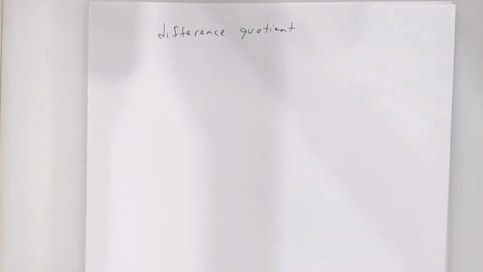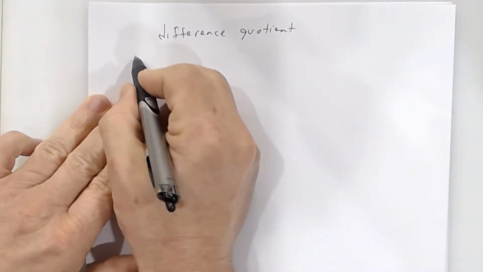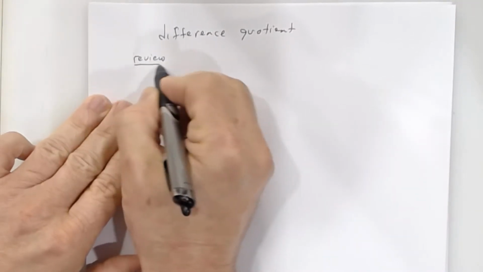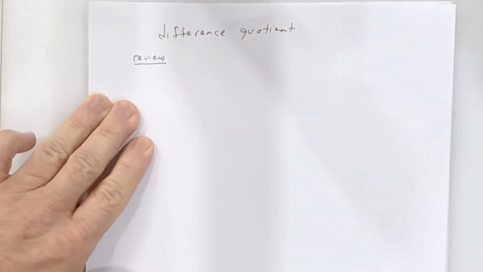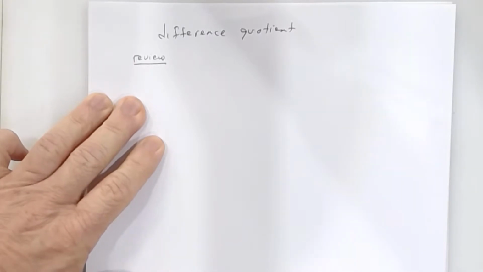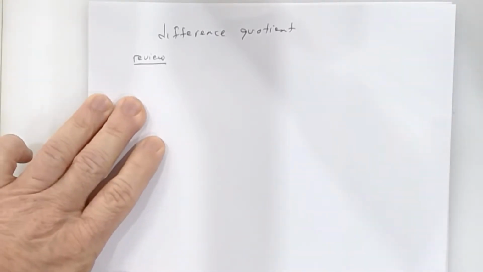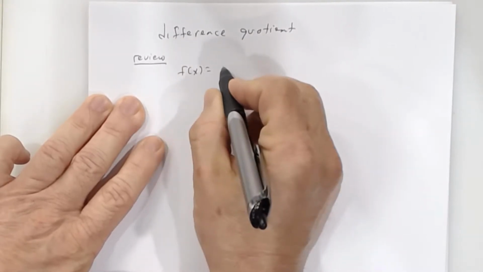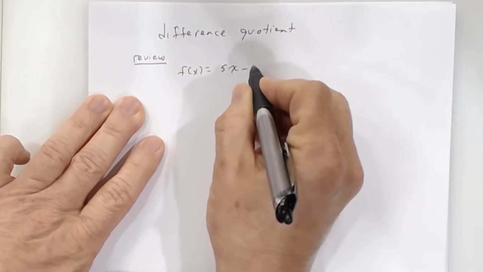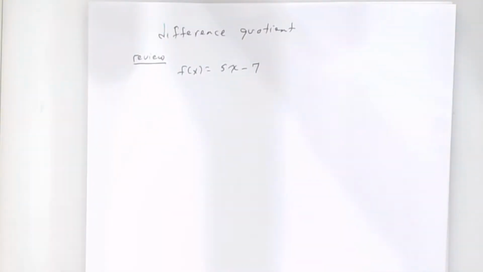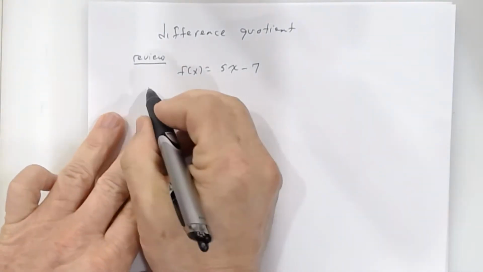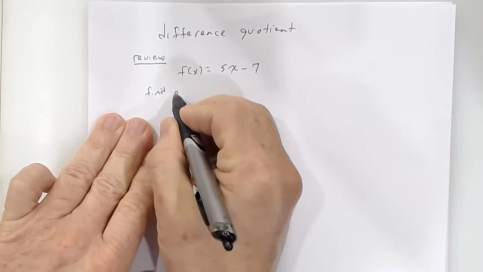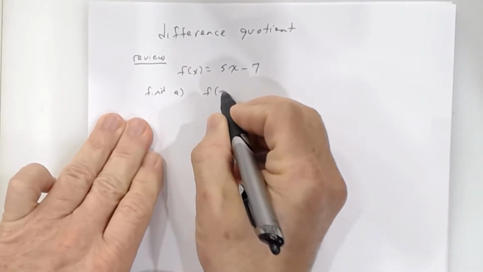All right, difference quotient. Let's review this. Now, that review that we're about to do is on test 2. So, for example, suppose that f of x is 5x minus 7. All right? And let's suppose I want to find this. Remember, this part's on test 2. Suppose I want to find f of negative 5.